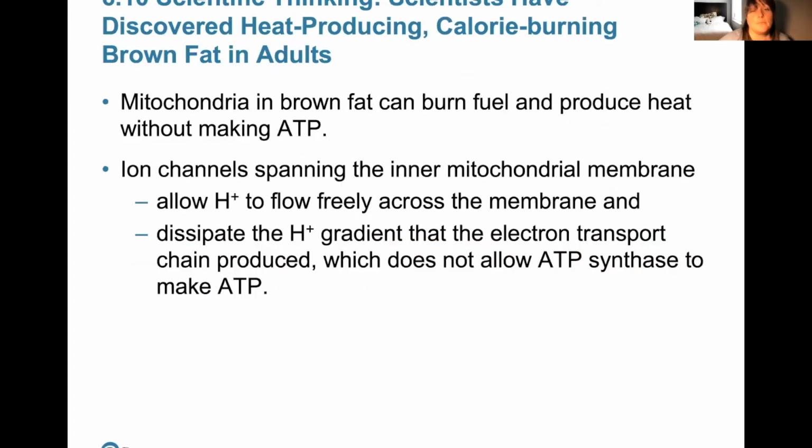So there we go. Mitochondria in brown fat can burn fuel and produce heat without making ATP. That's one of the cool parts. It has to do with some of the stuff we already learned with the phospholipid bilayer of the cell membrane. We covered the different channels where stuff can flow through. So here it's letting you know that it's allowing the hydrogen to flow freely across the membrane, and then it can dissipate the hydrogen gradient the electron transport chain produced, and it does not allow the ATP synthase to make ATP.